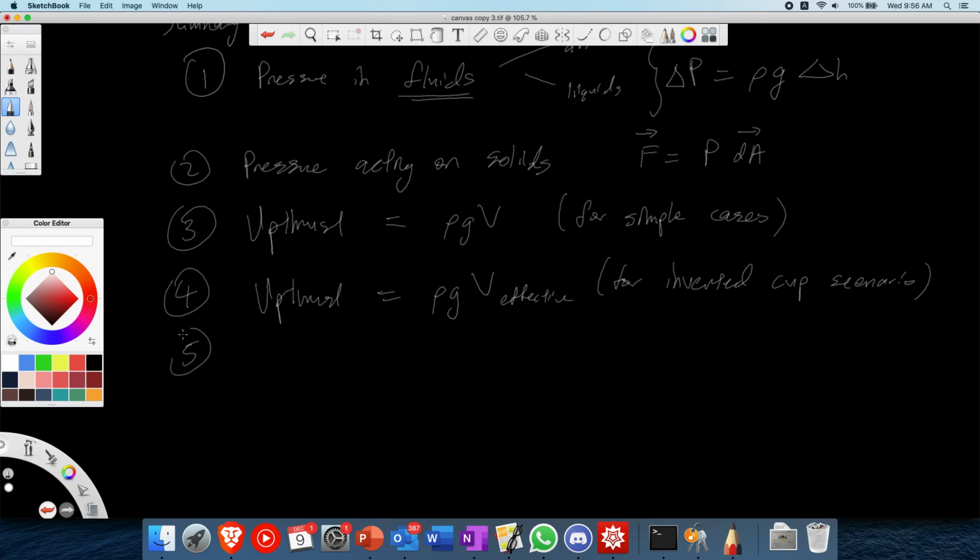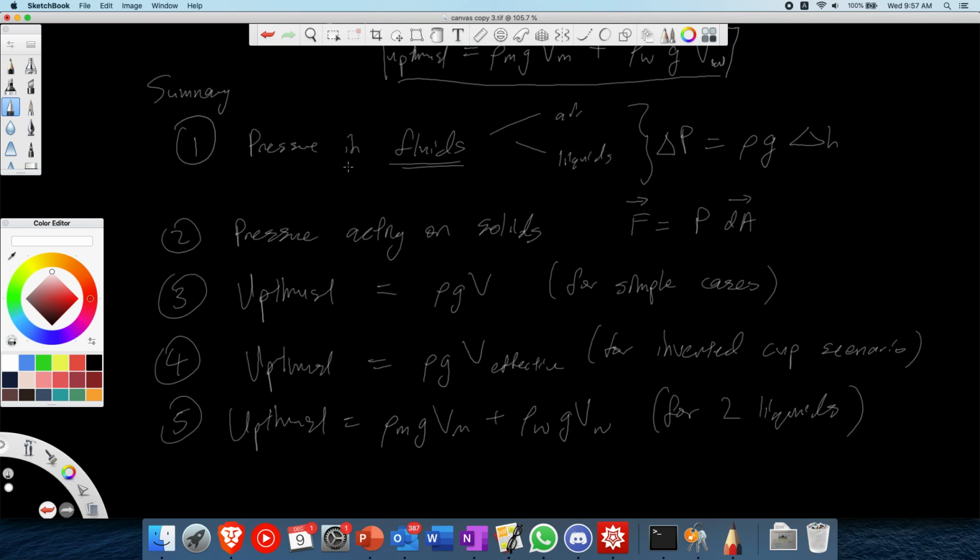And lastly, upthrust equals rho mercury g V mercury plus rho water g V water for two liquids. So this is the summary, but the upshot is that whenever you see a non-standard question where this kind of formula doesn't immediately apply, you can always fall back to these first two principles. And these first two principles will help you derive the correct formula, such as in 3, 4, 5.